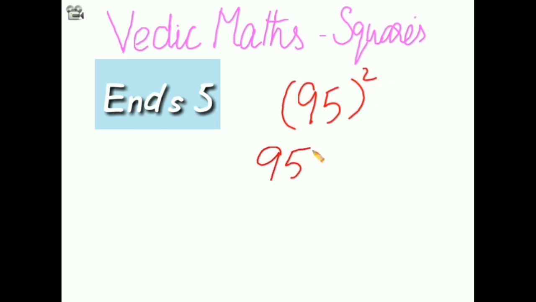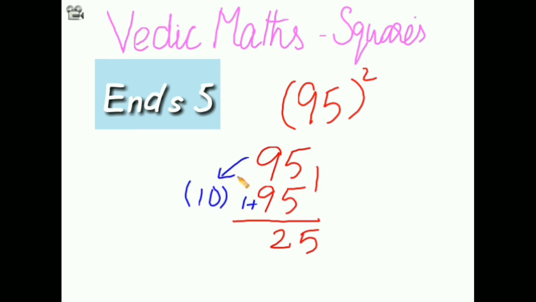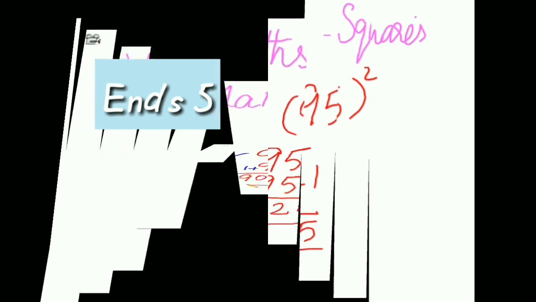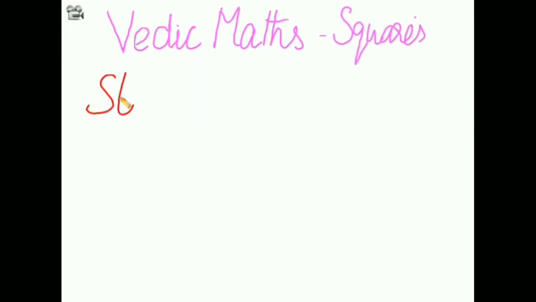95 square. So 95 into 95. So 5 into 5, 25. 9 into 10, 90. So by seeing it, with practice you can get the answer. So just practice these sums. In a competitive exam you can save so much time. Let's see how to find out the squares of numbers that start with 5.